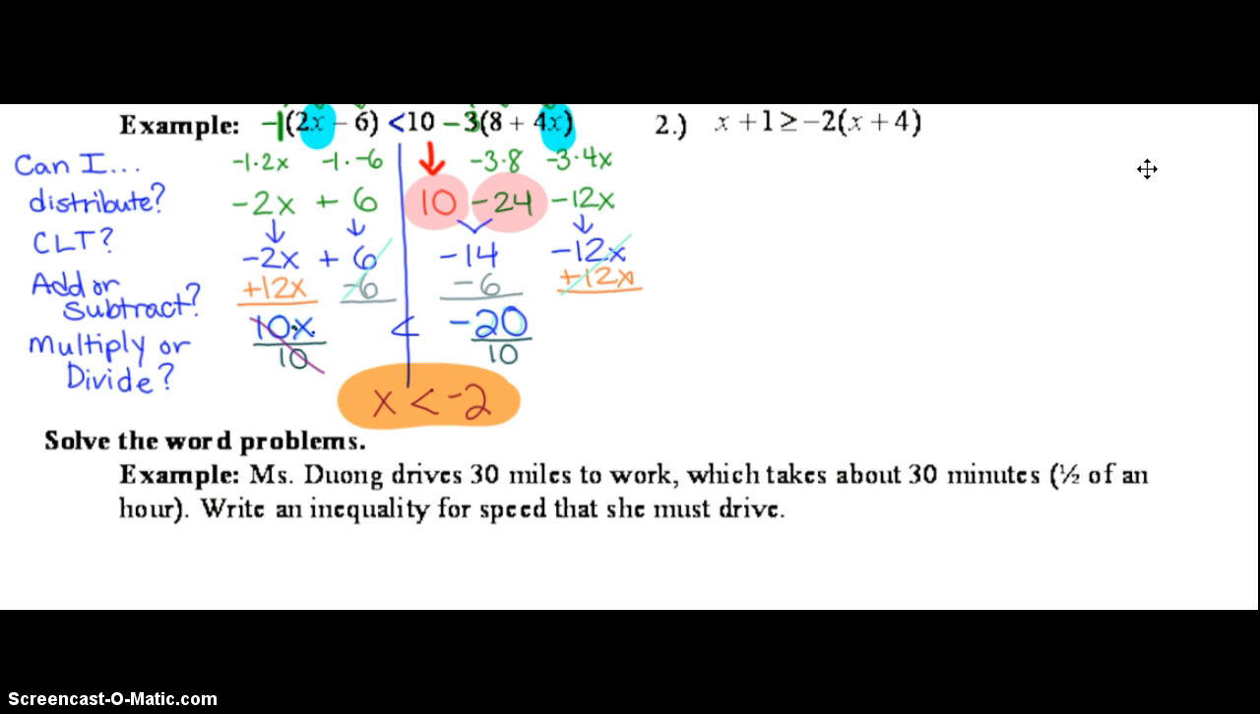Next, I'm going to solve the word problem. In this example, it says, Miss Duong drives 30 miles to work, which takes about 30 minutes, the equivalent to half an hour. Write an inequality for the speed that she must drive. Well, thank goodness I don't really drive 30 miles anymore, because 30 minutes is way more of a commute in the morning than I want.